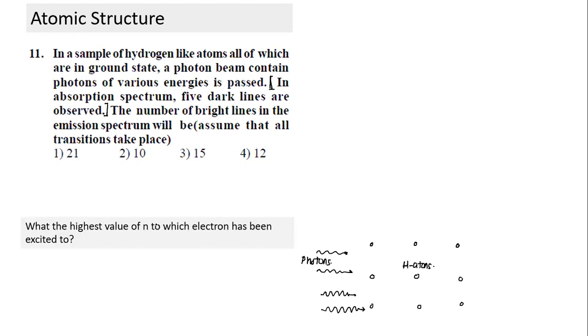This information contains the highest value of n to which the electron has been excited. If you have only one dark line, it means it has absorbed a photon and moved from n equal to 1 to 2. If there are 2 dark lines, it means from 1 to 2 as well as 1 to 3. So 5 dark lines means the highest level to which electrons have been excited is n equal to 6. That's what 5 dark lines means.